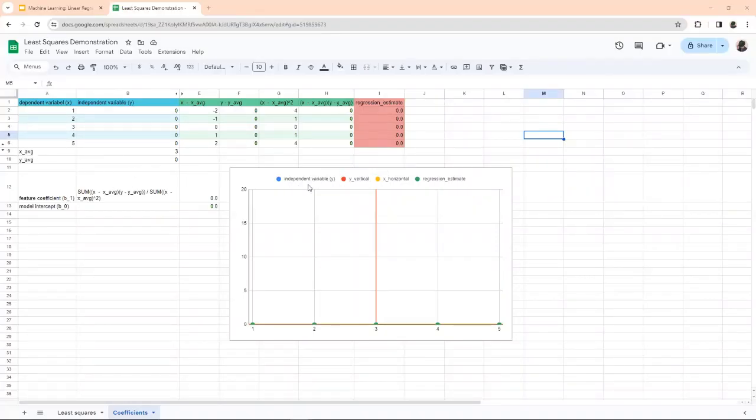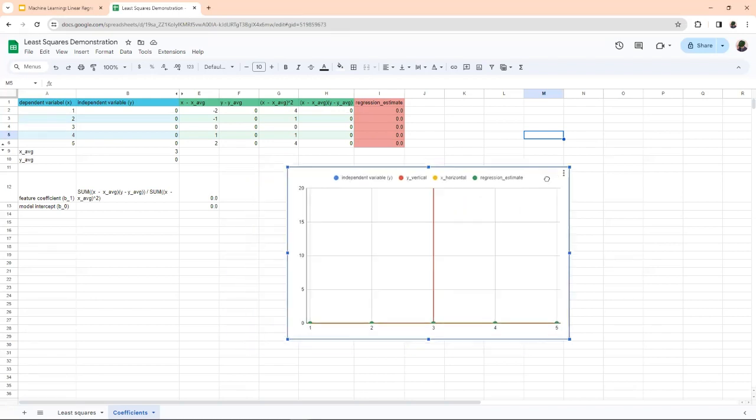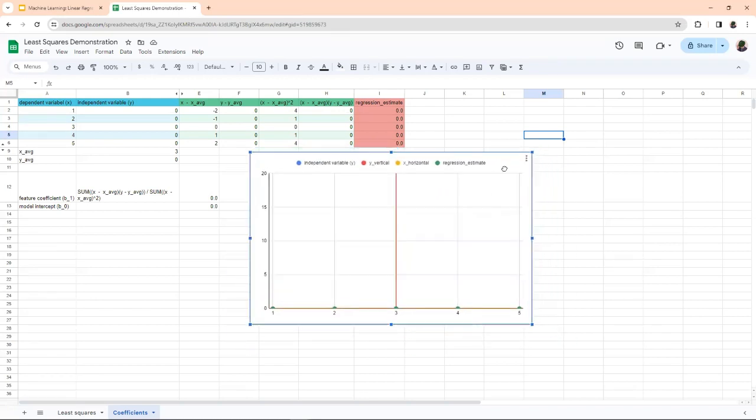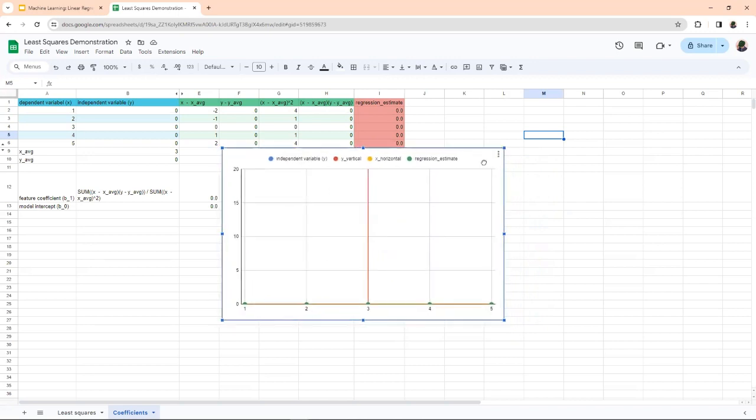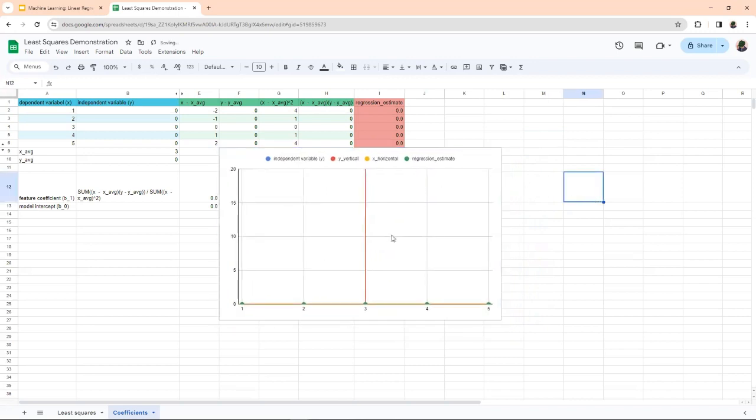Okay guys, so welcome to this demonstration on how you determine your B1 and B0, right? I will also show you the least squares method, right? So now, okay, as you can see, this is our dependent variable, and our independent variable I've set to 0. So therefore, you see our regression estimate is the green one, which is just there. But now let's give it some values, right?